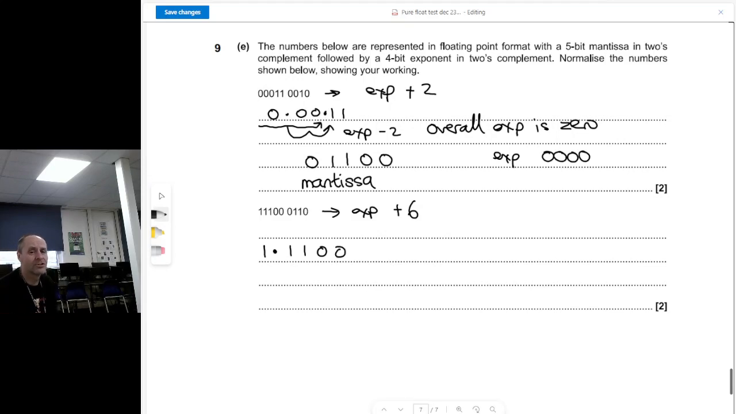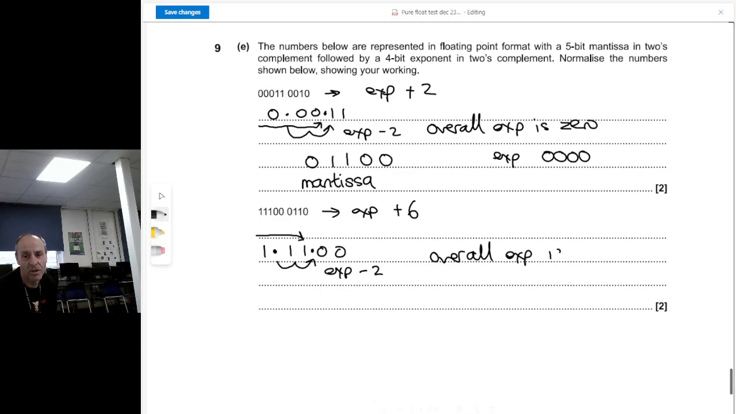Right, look for those duplicate sign bits. So that's a duplicate, that's a duplicate, that's the final sign bit. So that's where I'm going to move. So 1, 2. Okay, so I've made this number larger, so that gives me an exponent of -2. But originally it was 6. So what does that make the overall exponent? 4.